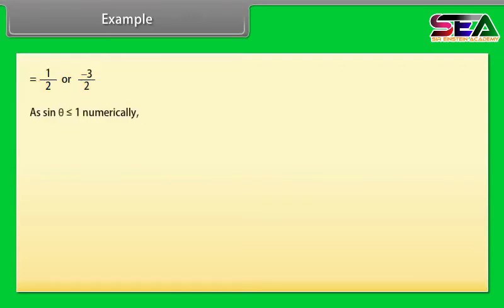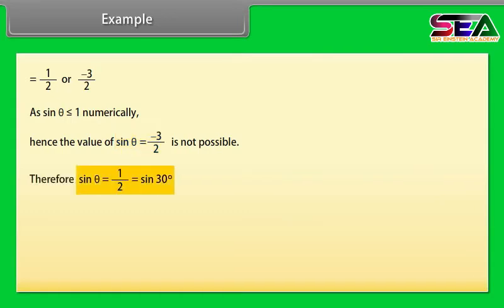As sine of theta is less than or equal to 1 numerically, the value of sine of theta equal to minus 3 by 2 is not possible. Therefore, sine of theta is equal to half, which is sine of 30 degrees. So, theta is equal to 30 degrees.